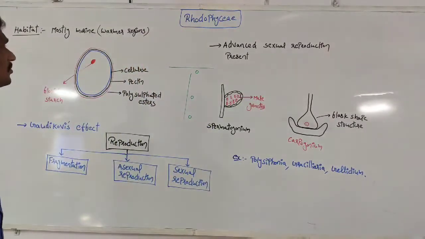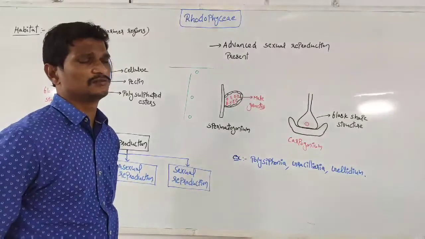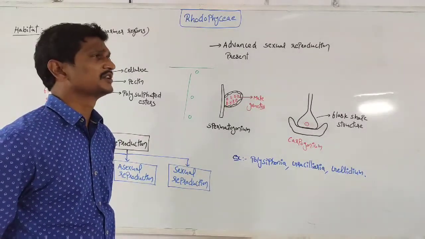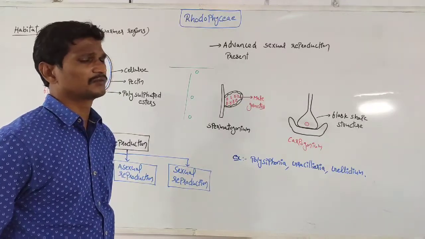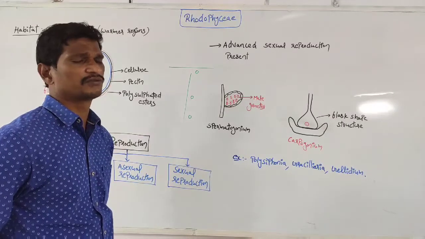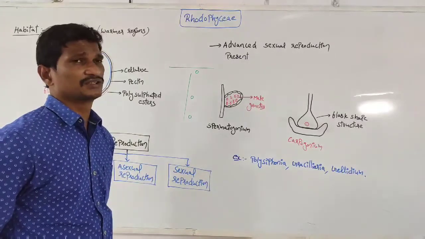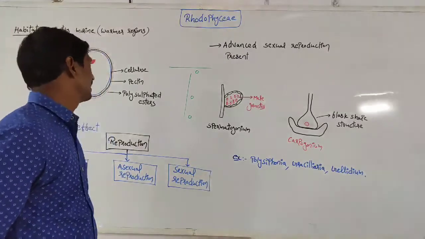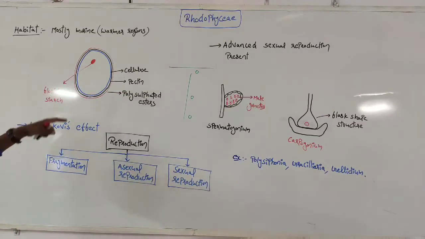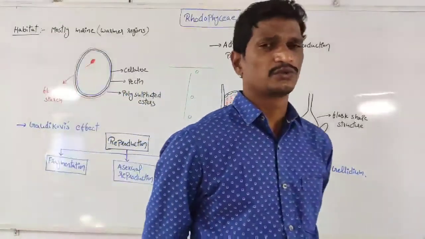Rhodophyceae are mostly grown in marine waters, mostly in warmer regions where warm water is there. Within that warm water, the red algae grow very abundantly, right? And this diagram represents two points: one is the cell wall composition, the other is the storage food material.